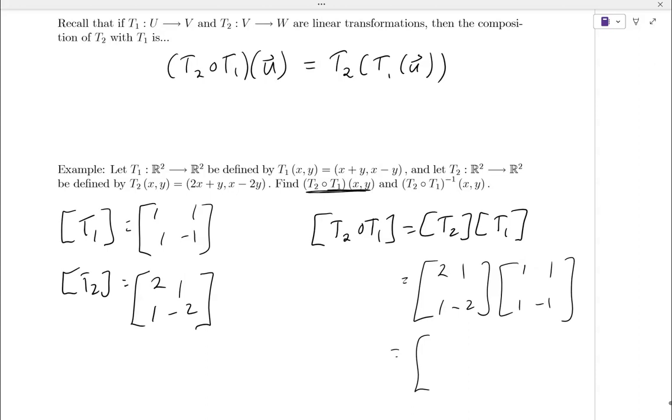So let's see what we get here. 2 plus 1 is 3. 2 minus 1 is 1. 1 minus 2 is -1. 1 plus 2 is 3. If I did my matrix multiplication correctly.